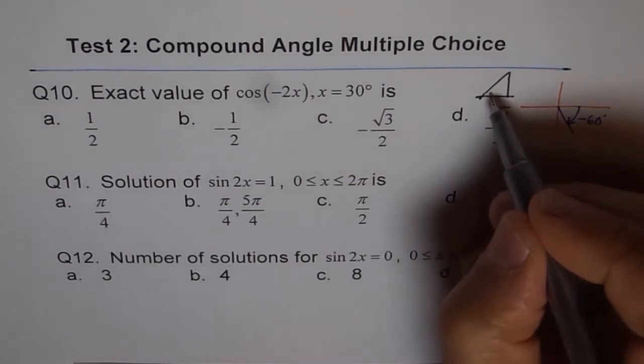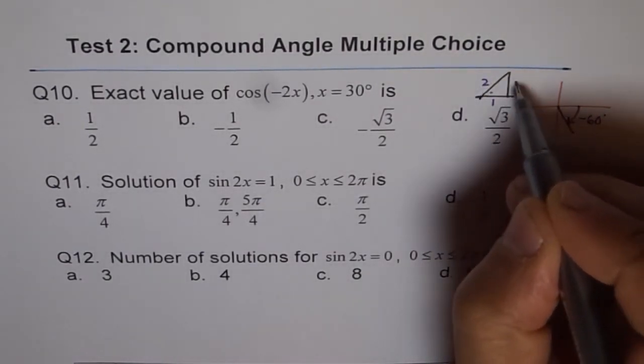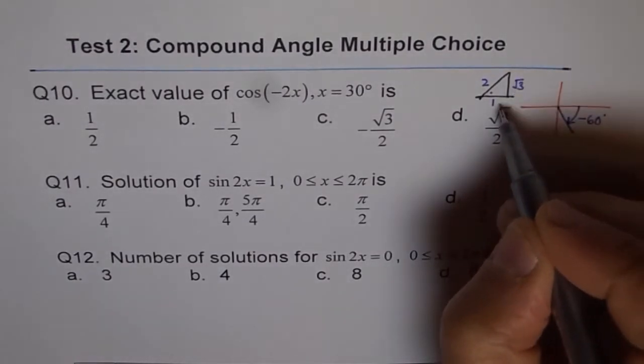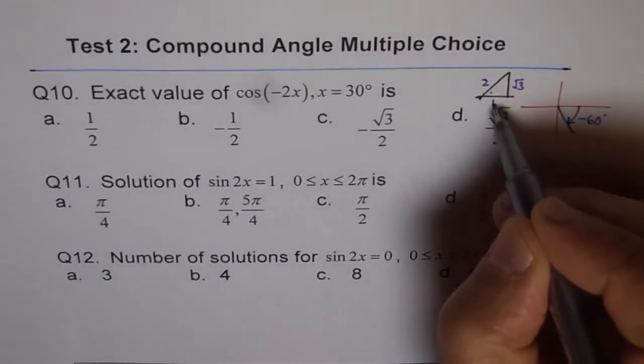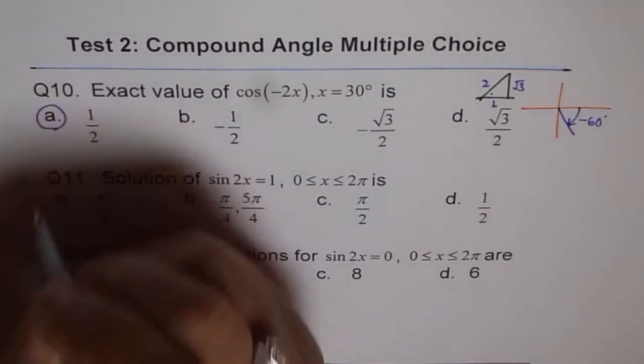So in this triangle, this is 60, and for that, the sides are 1, 2, square root of 3. For cos, base over hypotenuse. So the answer is half, correct? So we get positive half as our answer.